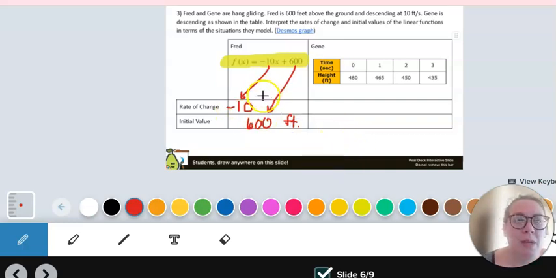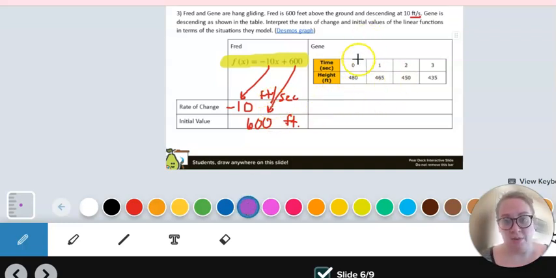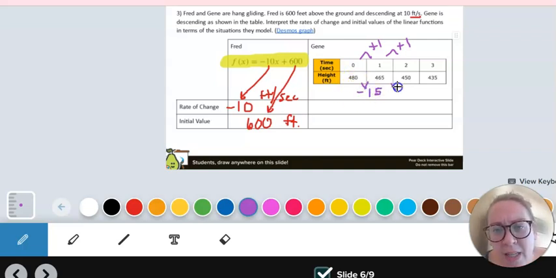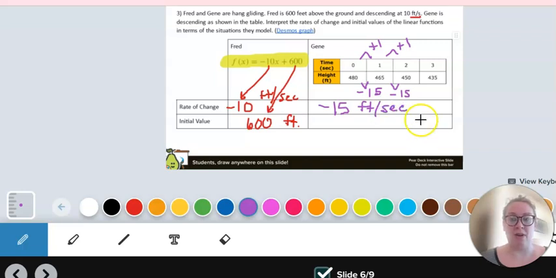And the rate of change would be, this is feet per second. So feet per second, if we wanted to write our unit. And Jean, their rate of change, every 1 second, see how these seconds go up by 1, 0, 1, 2, 3. Our height is going down by 15. So that's going down faster. So that's going to be a faster rate down to the ground.